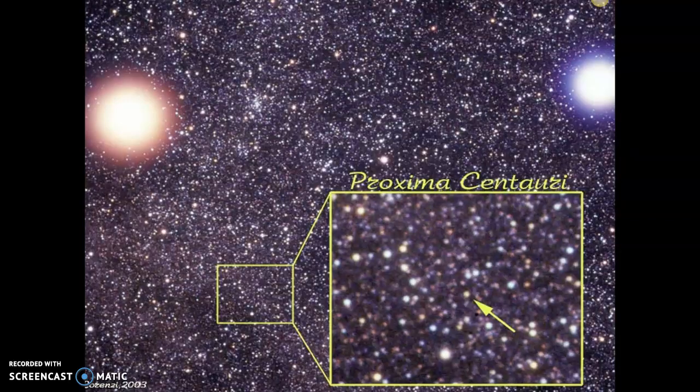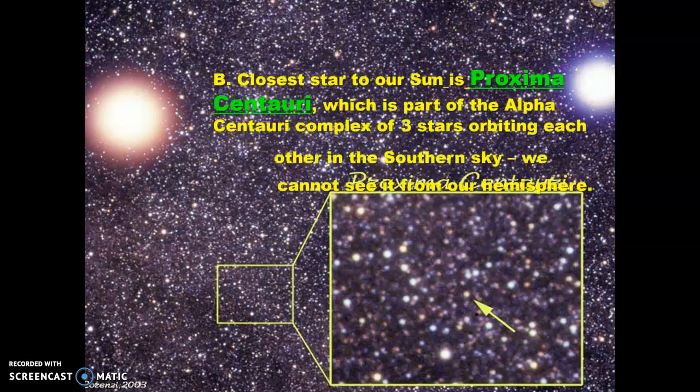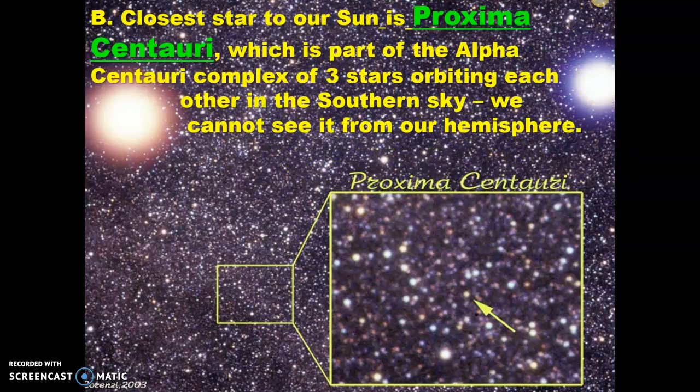So like I said earlier, Proxima Centauri, that little tiny blip there, is the closest star, not the brightest, but the closest star to our solar system. And it's in the southern hemisphere, so we don't get to see it unless you go down to Australia or somewhere over there. But notice Proxima means closest to. Centauri is the closest star to our sun. Big, bold, kind of important to know.